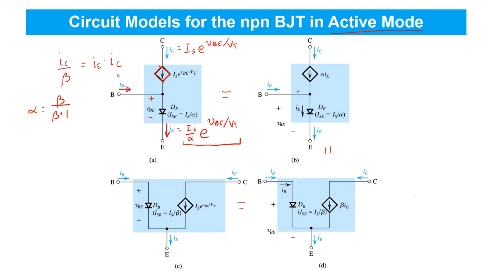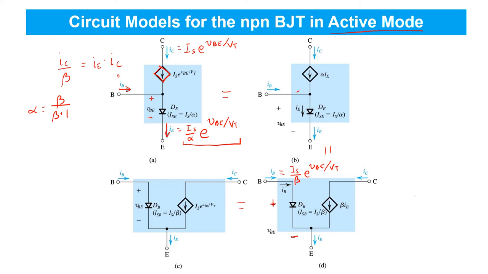Rather than go through all four models, let's just quickly look at the model in the bottom right. Note that this is just another way to represent the same voltage-current relationships. Here in this model in the bottom right, we see diode DB connected between the base and emitter. But in this model, the diode DB has a much smaller scale current than what we saw in model A in the top left. So that the base current IB is given again by a diode equation, but now it's a diode whose scale current is IS over beta, e to the VBE over VT. So again, in agreement with our proper IV equations for the BJT.